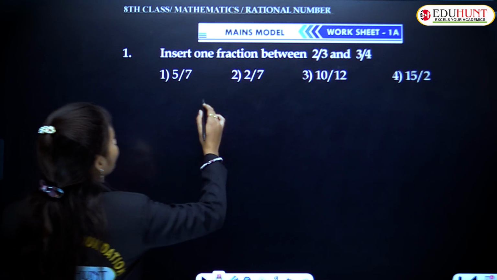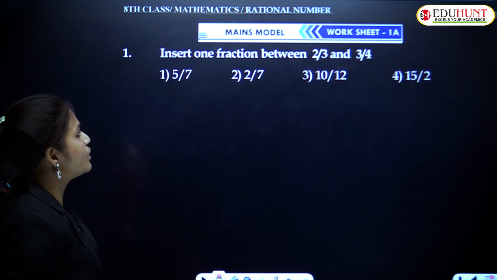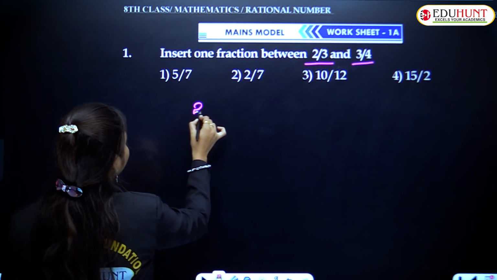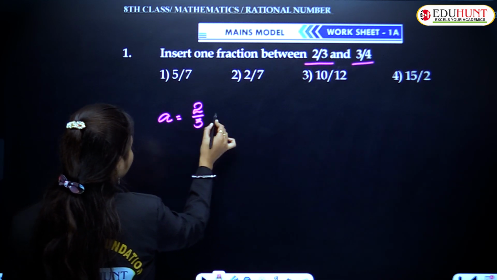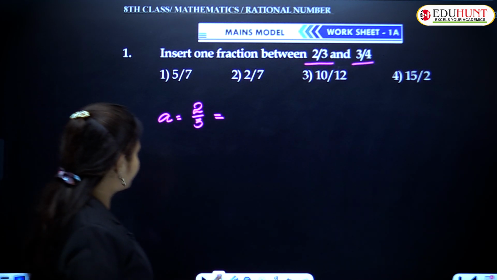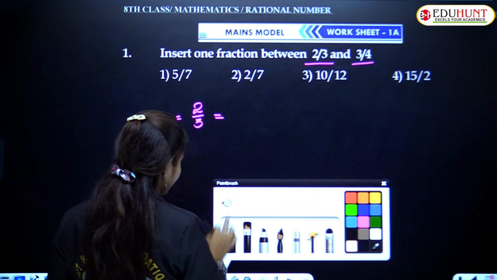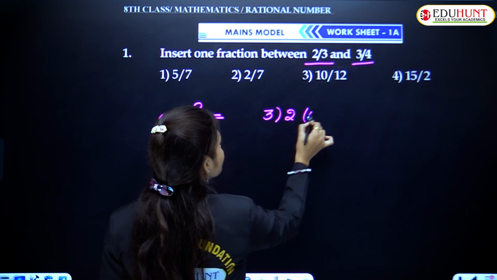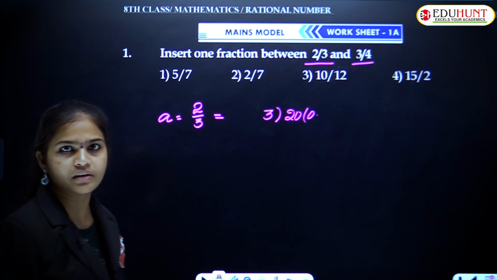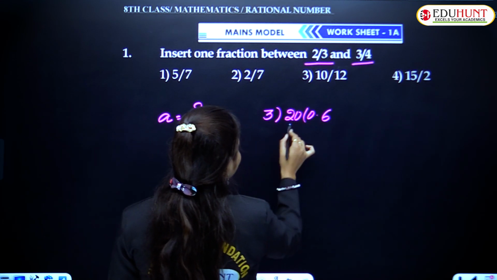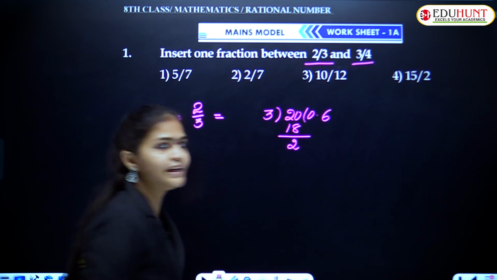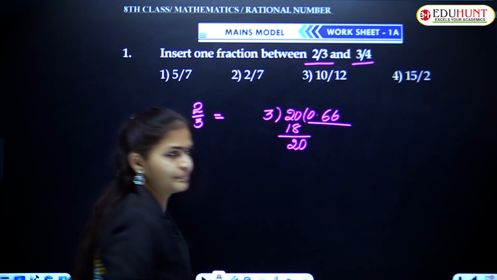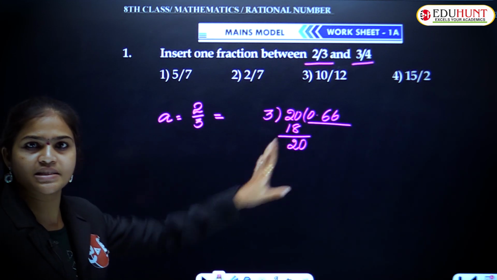So see here, what they gave: insert one fraction between 2/3 and 3/4. Let a equal 2/3. What is the decimal value here? 2 divided by 3. Keep 0 here and 0 here. 3 6s are 18, so the leftover is again 2. Again we will get the same value, 0.66 something, that is 0.6 bar.